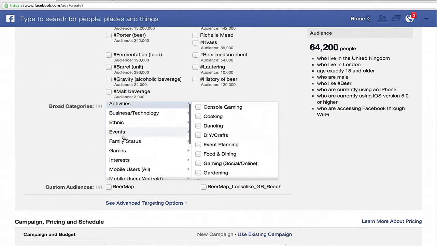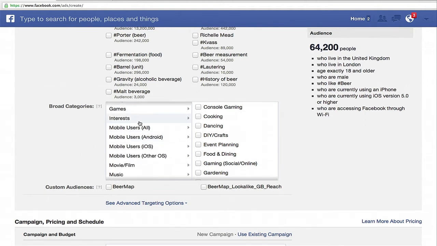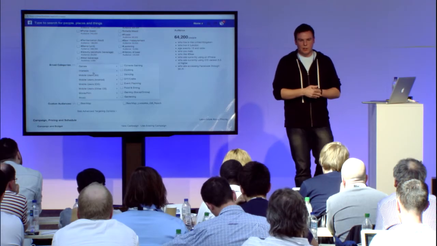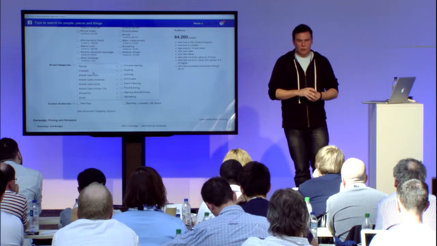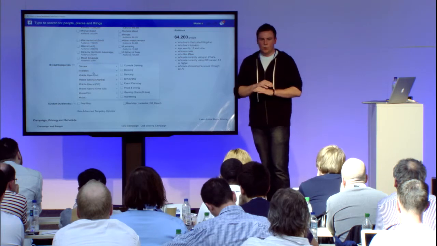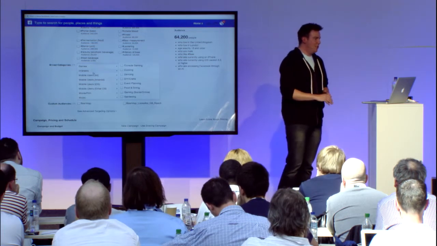We also have the broad categories. So I can look under here. One thing to note is you'll see in here that we have categories for mobile users. So mobile users who are using Android, iOS, and other operating systems too. Our recommendation is when you're creating mobile apps, do not touch these. Do not select them.